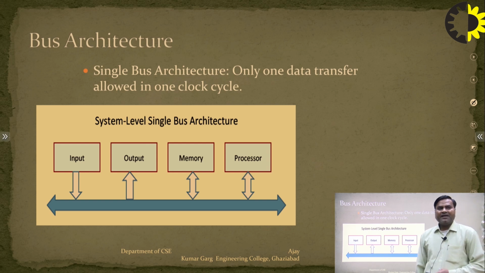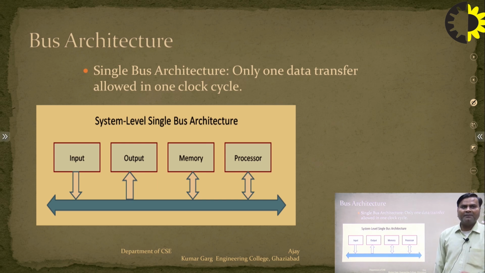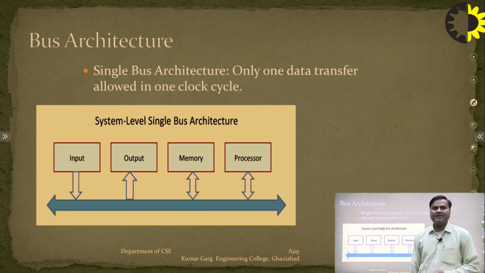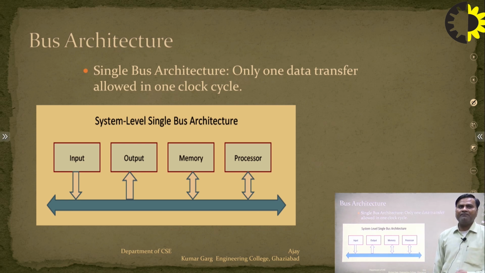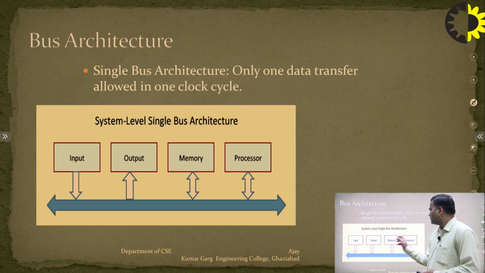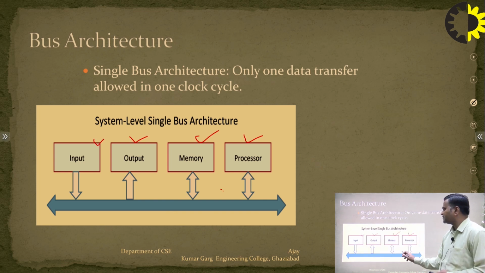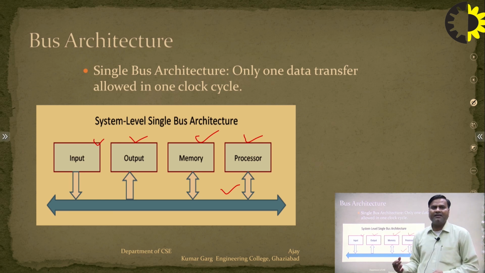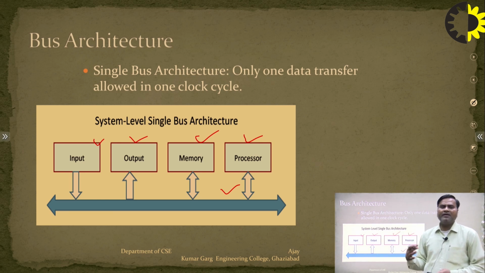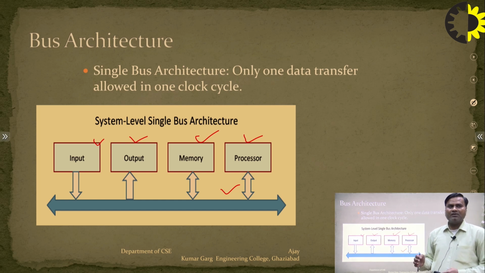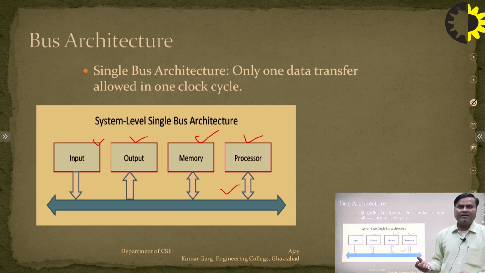If you talk about bus architecture, there are two types: single bus architecture and multi-bus architecture. In single bus architecture, only one data transfer is allowed in one clock cycle. Here we can see that processor, memory, and input and output are connected to the single bus. So only one data transfer is allowed in one clock cycle. If you try to transfer another data in the same clock cycle, then the data is garbage.